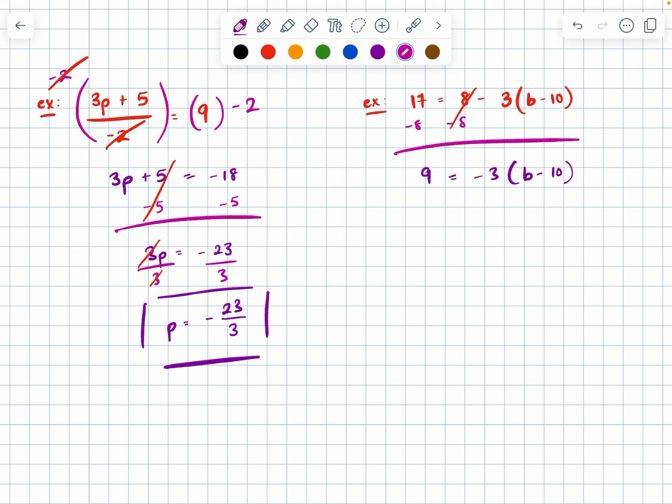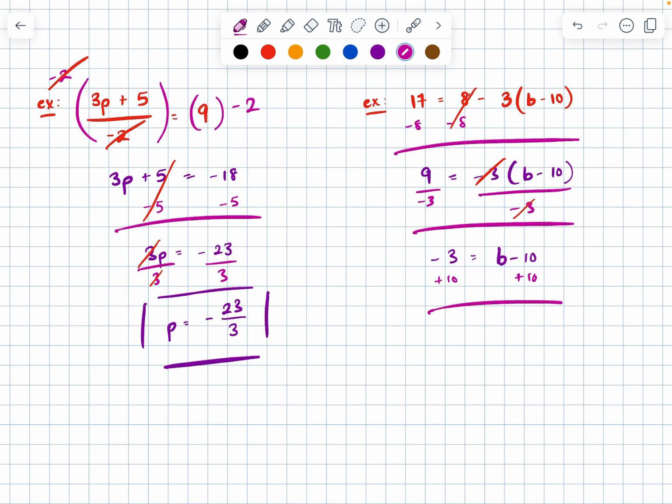Again, same idea. I could distribute if I want to, but it might be slightly more efficient here and give me some smaller numbers to work with if I divide by that negative 3 instead of multiplying it out, because I'm going to need to divide by the negative 3 anyway to get the b by itself. Let's do it now. So negative 3 over negative 3. These friends undo each other. I've got b minus 10 on the right and 9 divided by negative 3 on the left, which becomes negative 3. Last thing between me and b by itself.